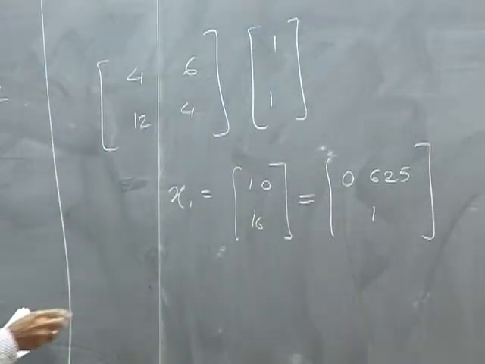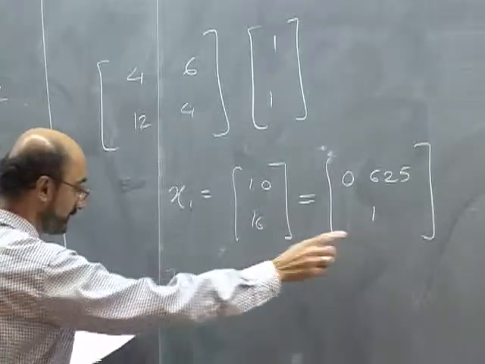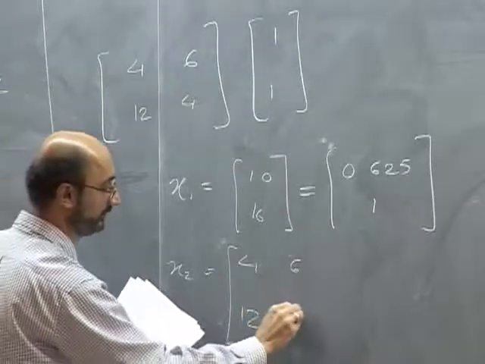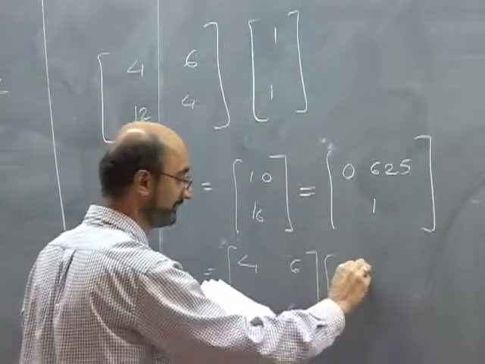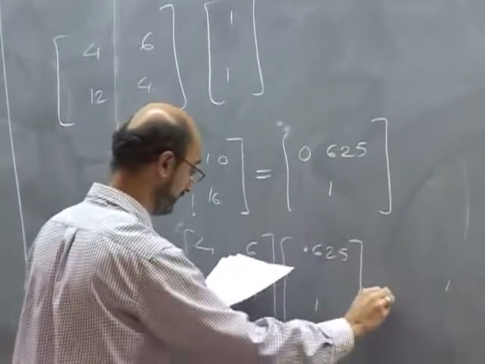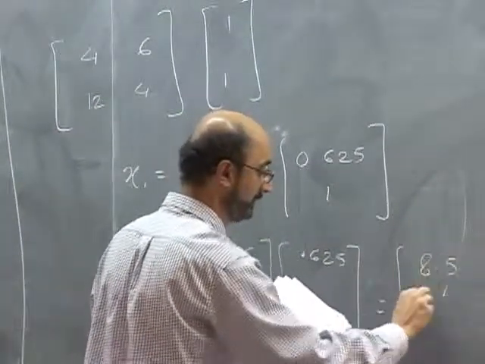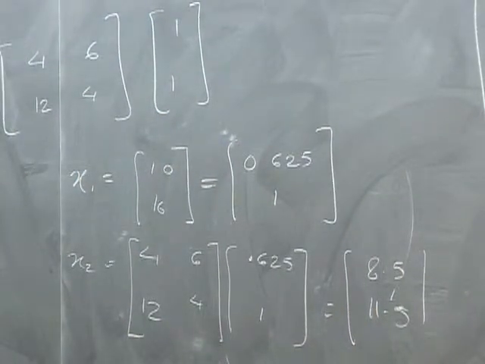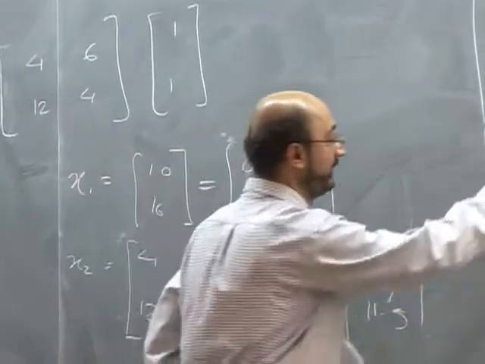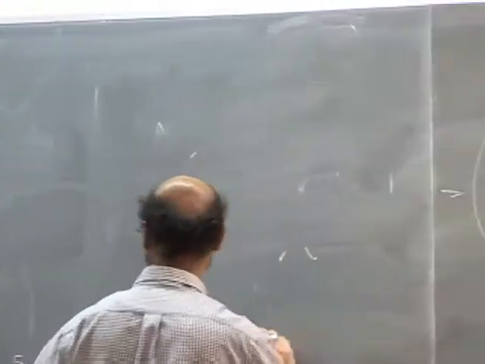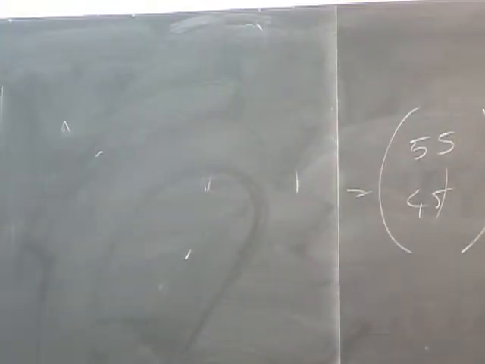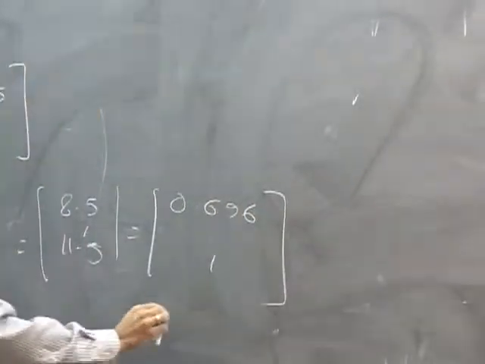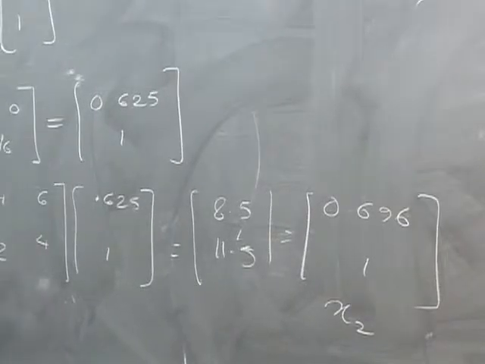Okay, and then using this, we get x2 using this matrix over here, 4, 6, 12, 4, multiplied by 0.625, 1, and that gives us the vector 8.5, 11.5. Okay, and 8.5, 11.5, we're going to renormalize this again. And we get over there the vector 0.696, 1. Okay, this is going to be x2 after renormalization.